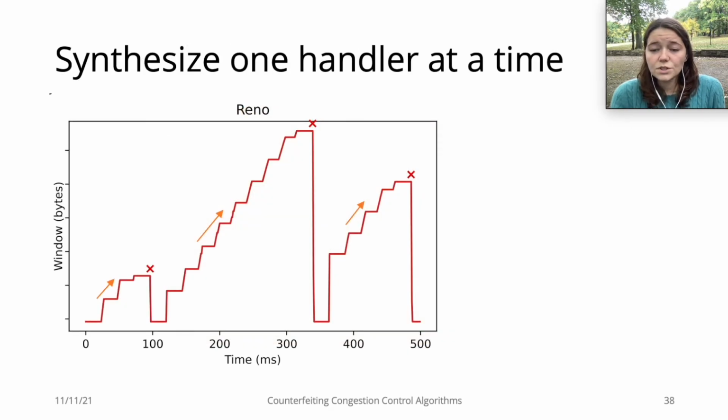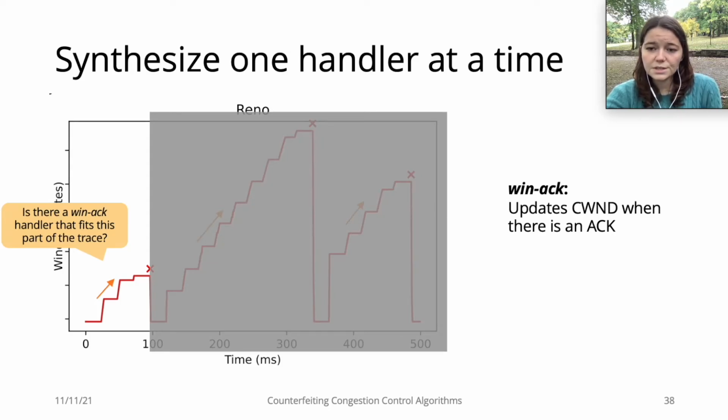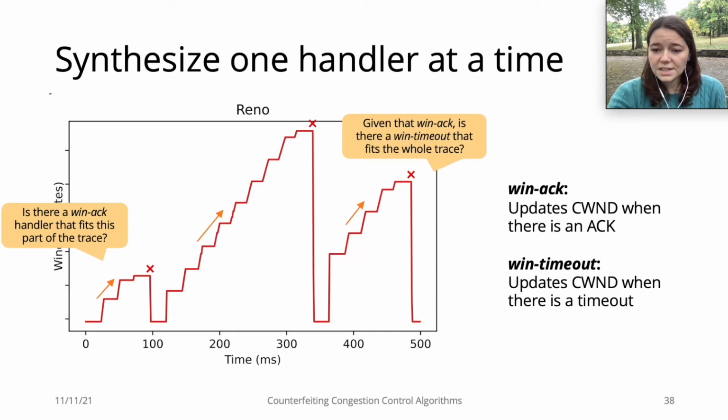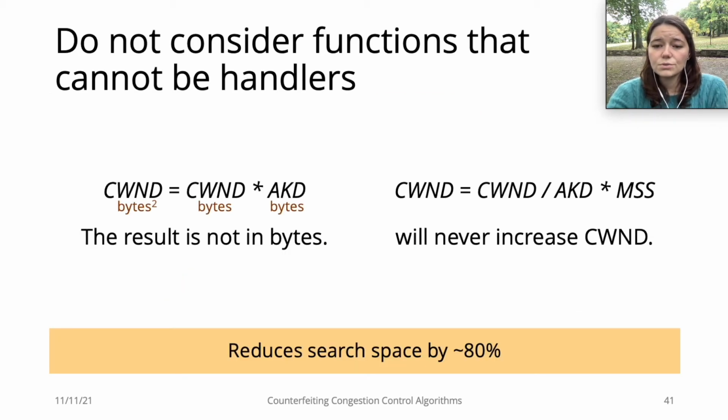To simplify solver calls even further, we synthesize each handler function separately. We start by considering just the part of the trace until just before the first packet times out. We ask the solver, is there a WinAC handler that fits this first part of the trace? This simplifies the solver's job because it does not need to reason about 2 handler functions at the same time. Once a WinAC function is found, we fix it, and we ask the solver for a timeout handler that fits the whole trace.